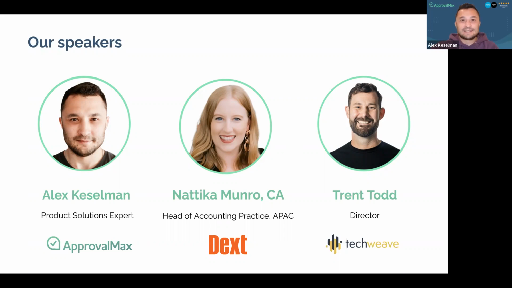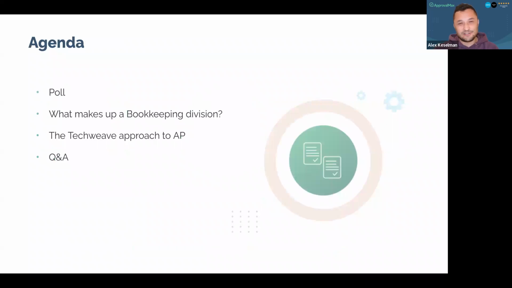All right, so let's start with an agenda for today's discussion. Quite a short agenda, however, we have lots of things to discuss here. We'll start with a short poll, just to understand a little bit about you guys, those who are listening, those who are on the webinar, to understand what your challenges are. Once we understand that, we can move to what makes up a bookkeeping division and what Techweave's approach to this accounts payable process is. Then we'll learn from all three sides, from Techweave, from Dext, and from ApprovalMax, the way we can all centralize it and how we can all process that.